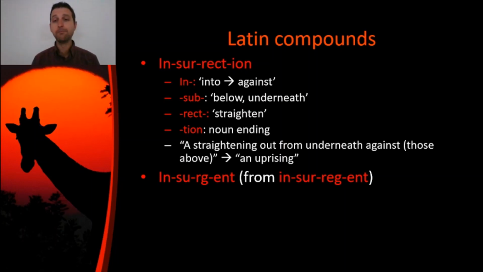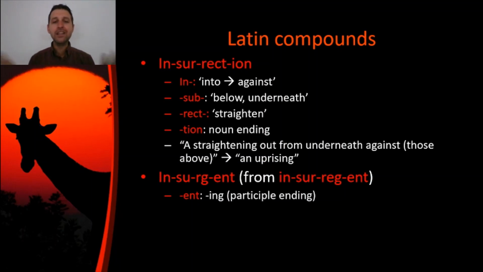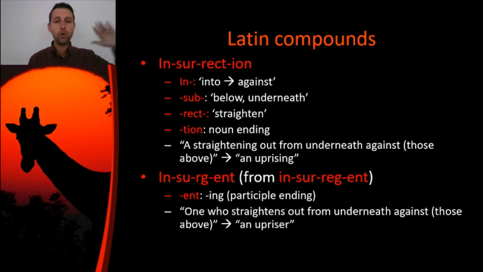And as you can see, I've broken it up here. Insur, we have the reg part because it's actually coming from the verb rego and not the participle with the rect or anything that's getting a T added ultimately. And then this ent ending is just a participle ending. So it's like an ing ending in Latin. So an insurgent is a rising up person, a person who is rising up against those who are above them, an upriser, if you want to translate it that way.